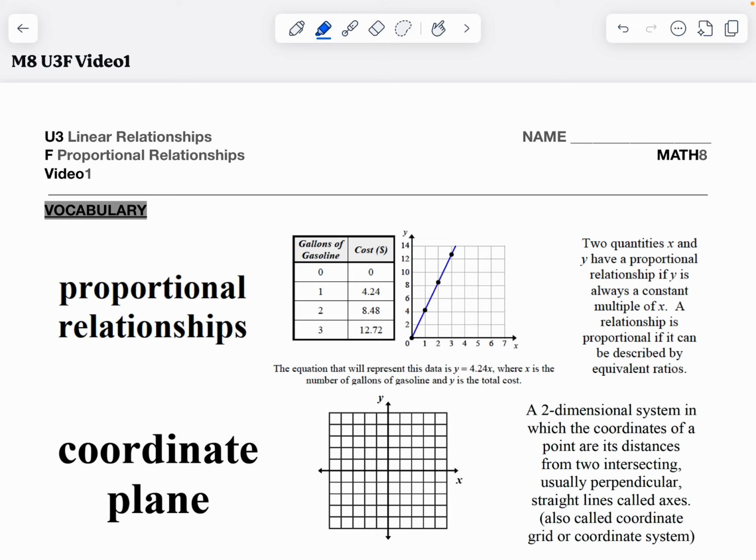All right, welcome to this video. We are starting a completely new unit. I want to go through some vocabulary here to start. We've kind of moved away from number sense. We've done a little bit of geometry this year. So let's look at some of these words.